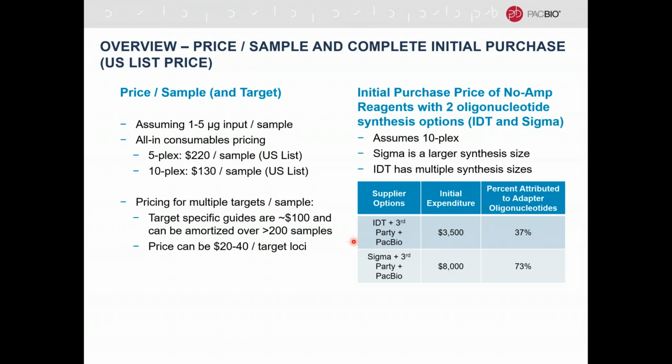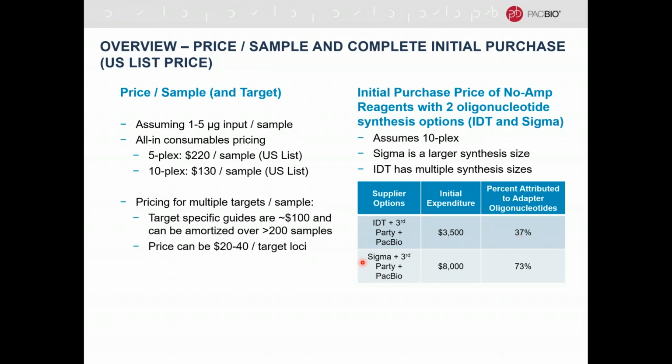But I do want to recognize that there is an initial purchase, and want to provide that transparency because you need to buy one of everything that I've listed on the previous slide. You will need to have an initial outlay. These are, again, approximate US list prices through IDT. There will be an initial cost of $3,500, and the adapters from IDT represent about 37%.